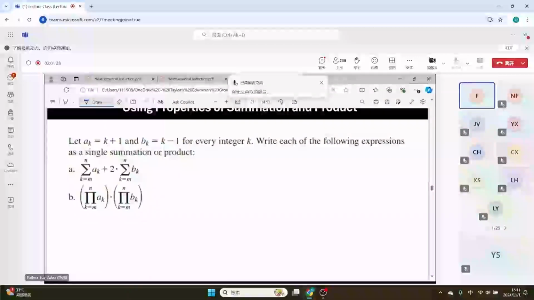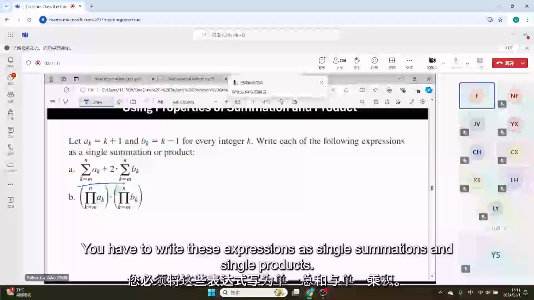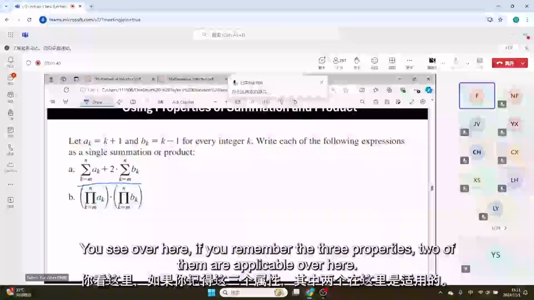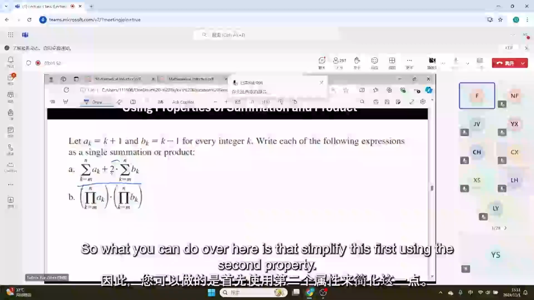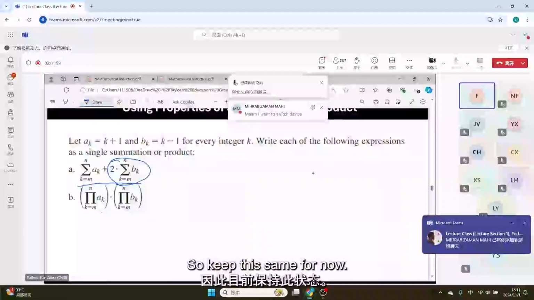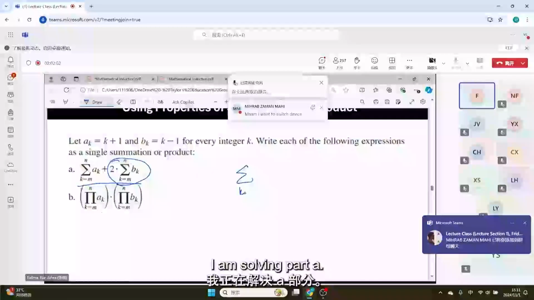Let's say here you see, so you have to write these expressions as single summations and single products. So you see over here, if you remember the three properties, two of them are applicable over here. First property for summation, and second property where you have the product with the real number. So what you can do over here is simplify this first using the second property. Okay, so keep this same for now.